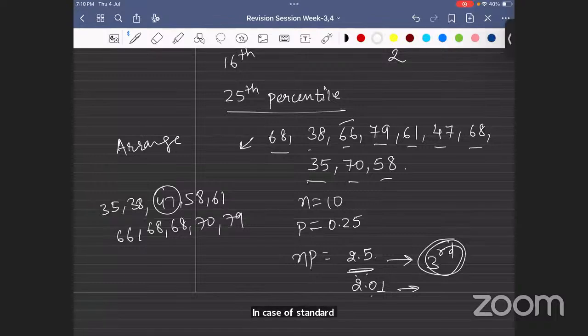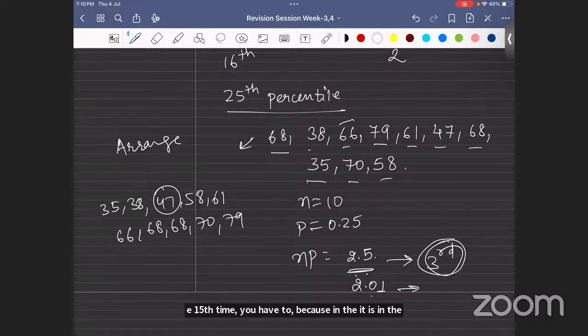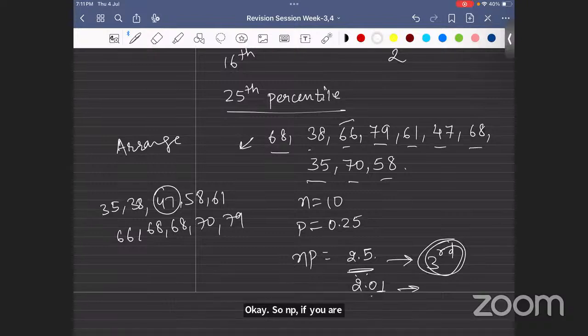Okay, so I'll just tell you why this is 2.5. Whenever you are asked to calculate any percentile, like the 50th percentile, because it is in the form of a percentage, you have to divide that by 100 to get the p value first of all. Then multiply with n, the number of data points that is present. So you calculate np, and then depending upon the np value, whether it's an integer or not an integer, you will get your percentile. Is this clear to everyone? Yeah.